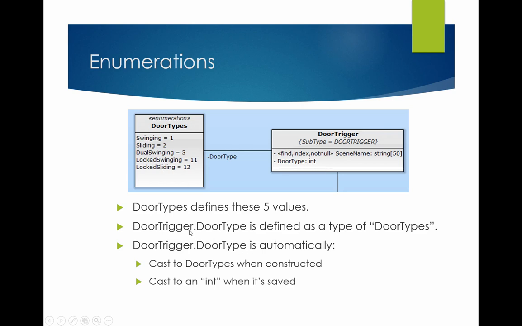And what happens is, inside the domain, the door trigger door type is defined as a type of door types. So even though inside of the definition here it's an integer, inside the domain it's actually defined as a type of door types. And the door type is automatically cast to door types when it's constructed. So we put a cast to get this door type out, and it's cast to an integer when it's saved. So that's actually how it handles the enumeration.